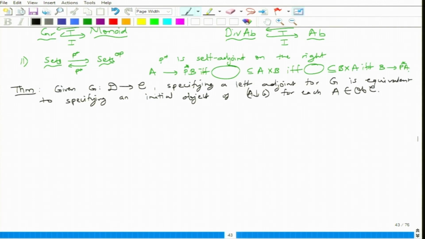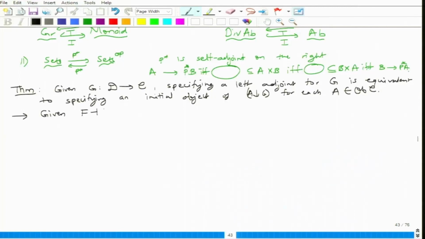Dually, what will be the statement? That given a functor F from C to D, specifying a right adjoint is equivalent to specifying a terminal object of the other arrow category. Yeah, figure out which one. State this theorem in the dual form. Okay, so we have to prove two different things. It's not very hard, but as soon as we talk about arrow categories, the notations become a bit complicated.